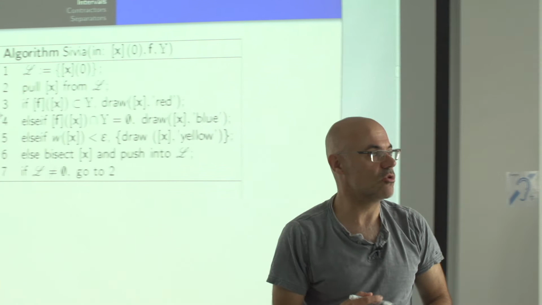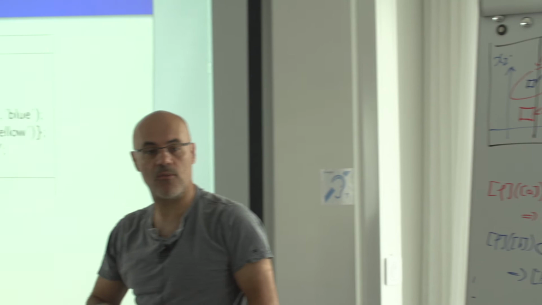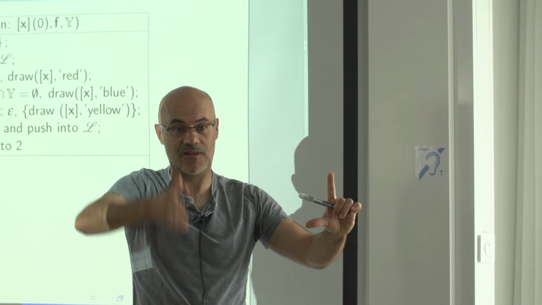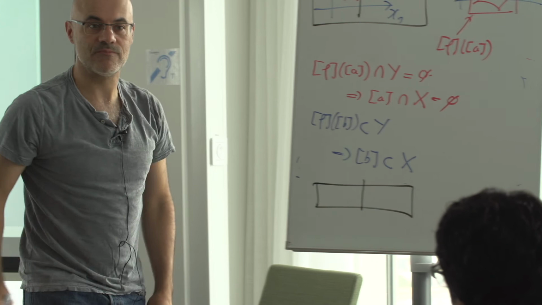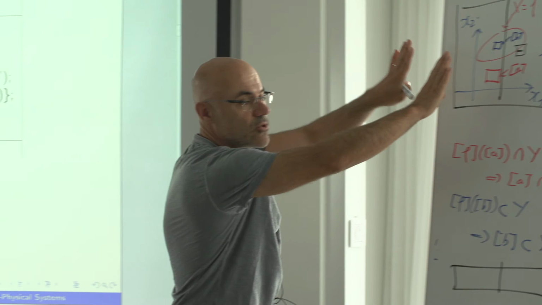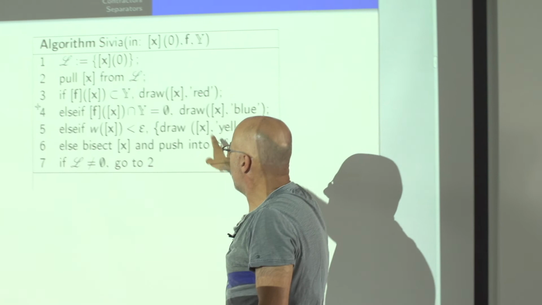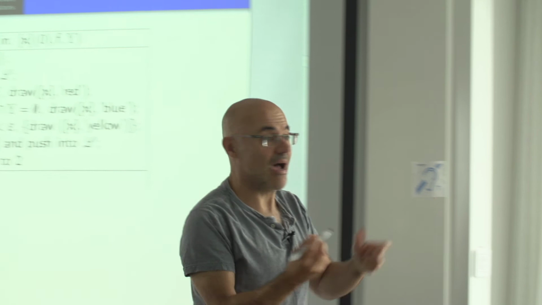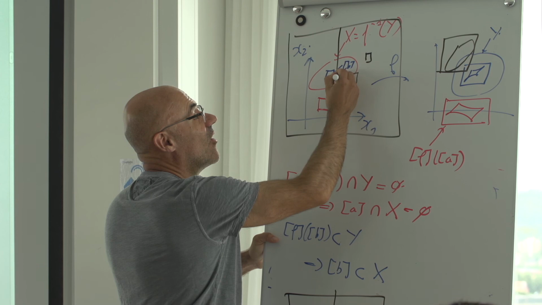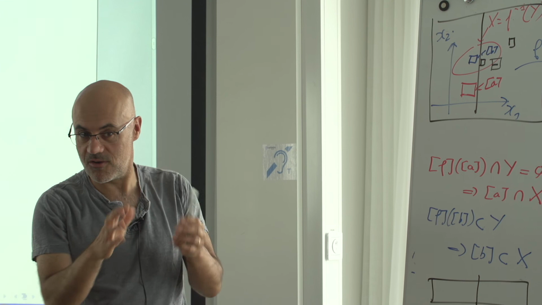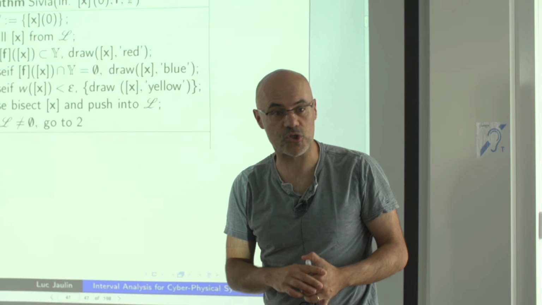Just random? No, when I bisect a box, it's with respect to the largest width, the largest length. So if it is like this, I will bisect like this. I bisect it, and now I have two boxes. So I store the two boxes in a list. So after, I have plenty of boxes. Then I take one, and I do it again. After that, the boxes will become small, and one day they will be inside or outside, and I will be able to decide. And since I have a convergent inclusion function, at the end, the process will converge.